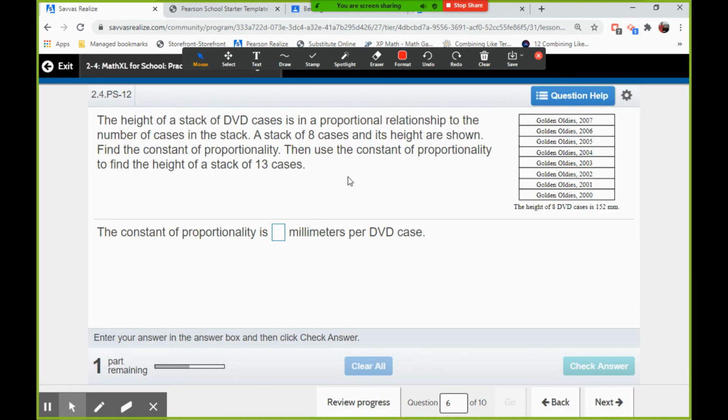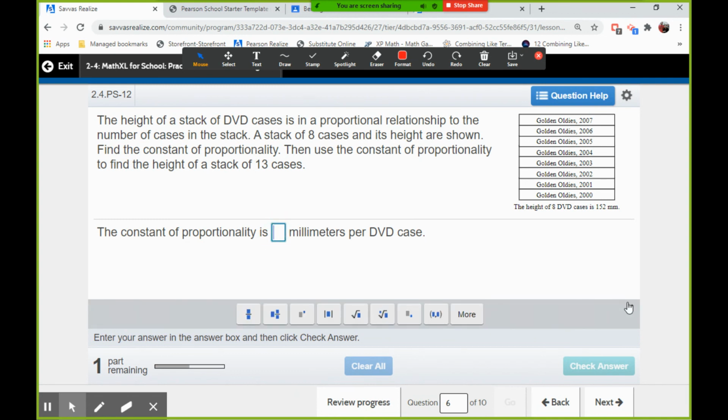And there's going to be 1 or 2 more. Again, this one's going to give you a stack of DVDs, and it's going to give you a total stack size. You're just taking this total stack size divided by the number of DVDs and figuring out what one DVD is.